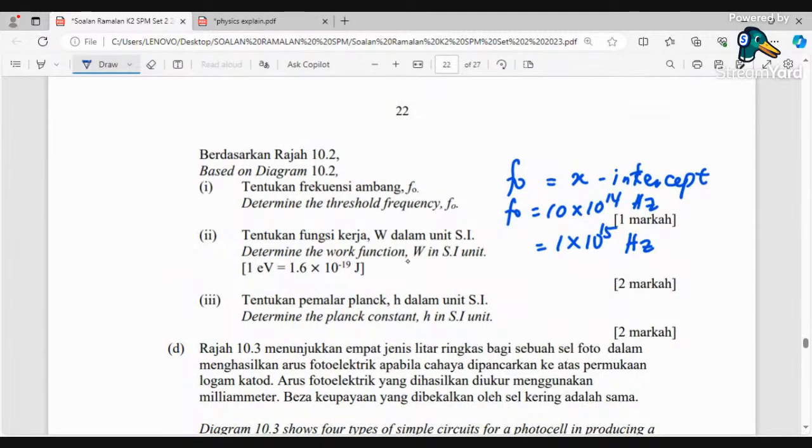Kita nak tukar dalam SI unit. Work function ialah 4 eV. Okay, 1 eV ialah 1.6 times 10 power negative 19. So you just multiply. Okay, so you akan dapat 6.4 10 power negative 19 Joule. Okay, so untuk soalan part 2.